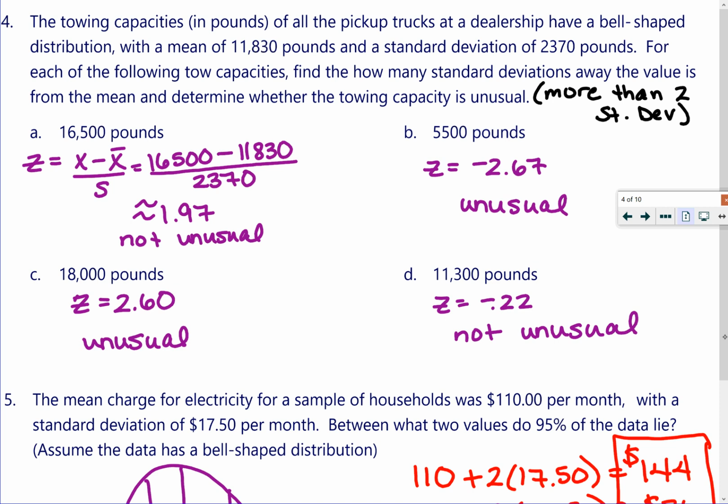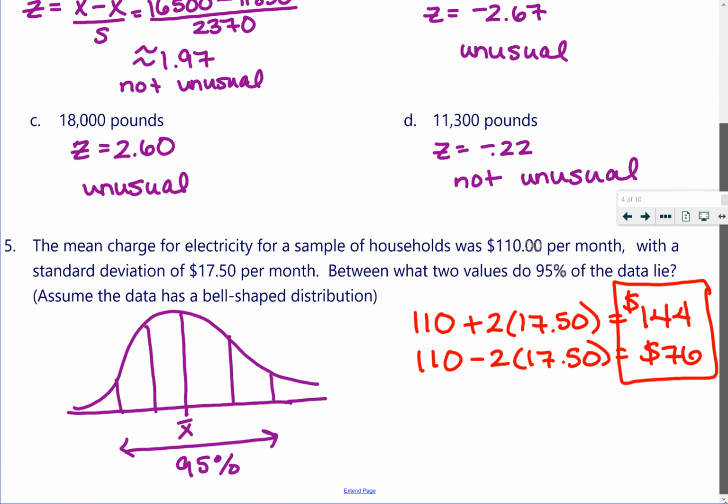All right, at the bottom. So it said the mean charge for electricity for a sample of households was 110 per month with a standard deviation of 1750 per month. Between what 2 values do 95% of the data lie? Assume we have a bell-shaped distribution.